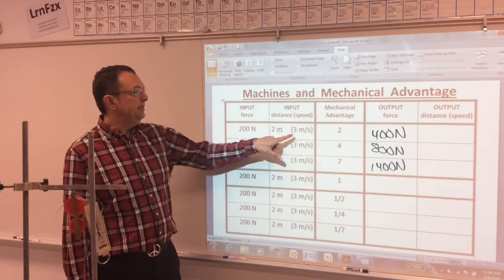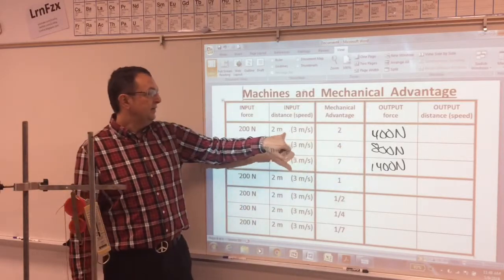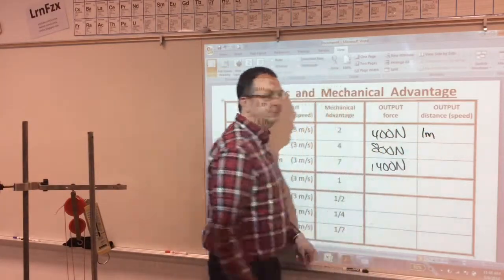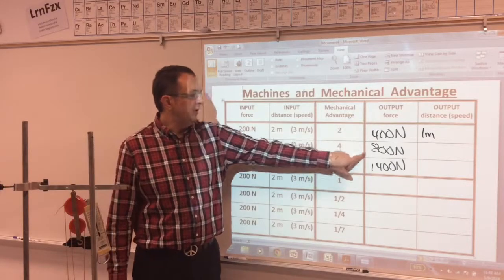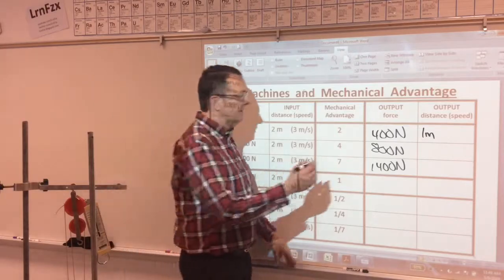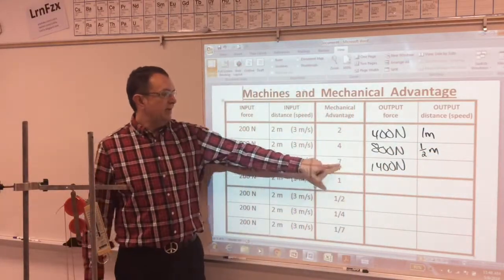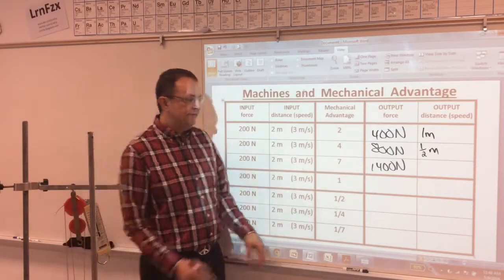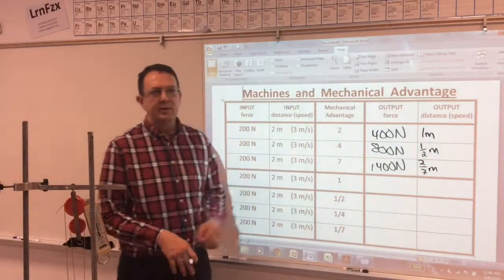So you start with 2 meters. Mechanical advantage of 2, you multiply to get the force, and you divide to get the new distance. So 2 meters in, 1 meter out. 2 meters in, multiplier is 4 for the force, but then that's going to divide the distance, right? So 2 over 4 is 1/2. That's half a meter, or 0.5 meters. And then 7, it's going to really multiply the force, but it's going to really divide the distance. 2/7 of a meter, which is 0.28 meters.